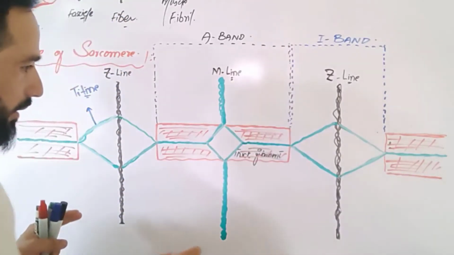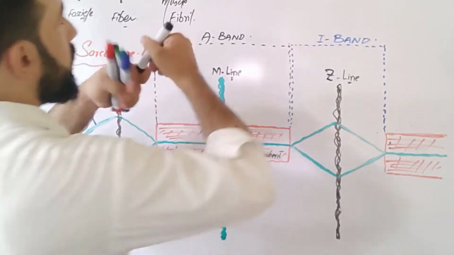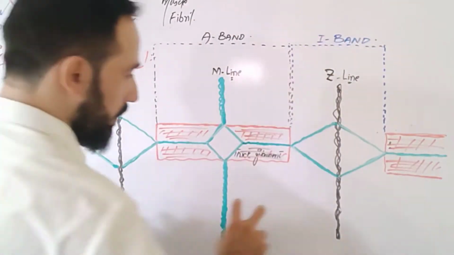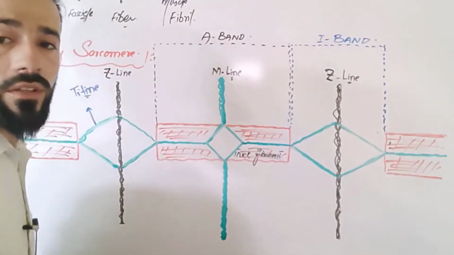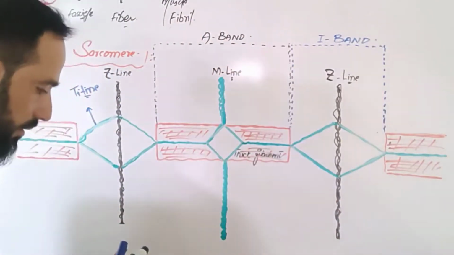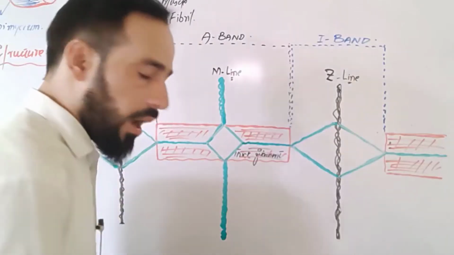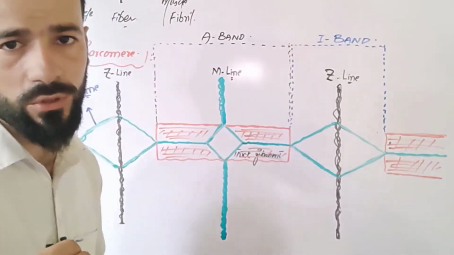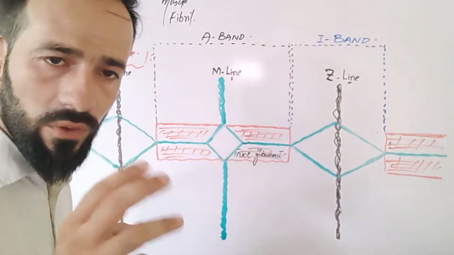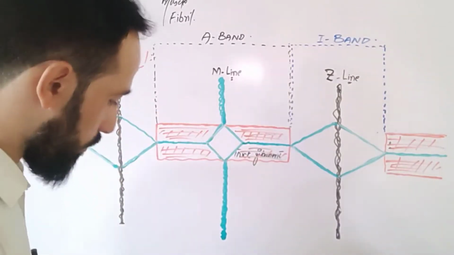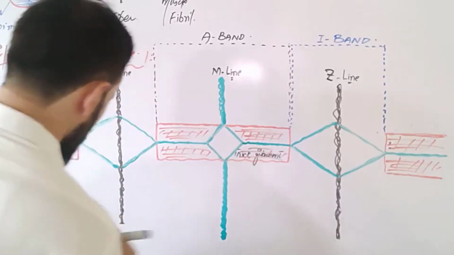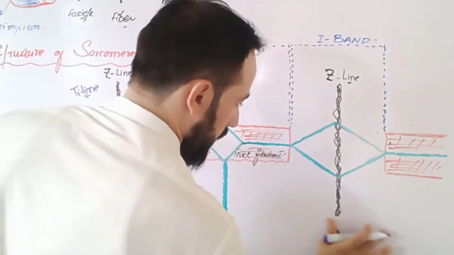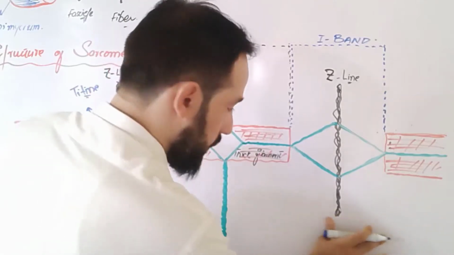Now, another thing: there is the thick filament, and then there are thin filaments also. So now we will make the structure of the thin filament in this diagram. Now look carefully. Our thin filament is made up of structurally three different types of proteins. What are those proteins? Let me make it here. I hope you can see in the camera.